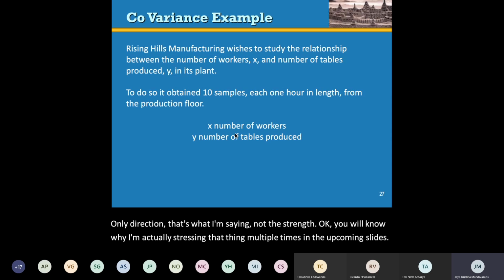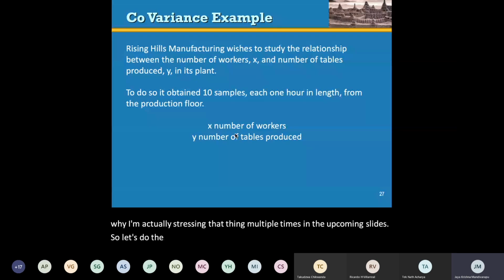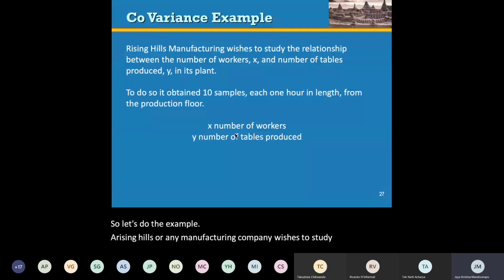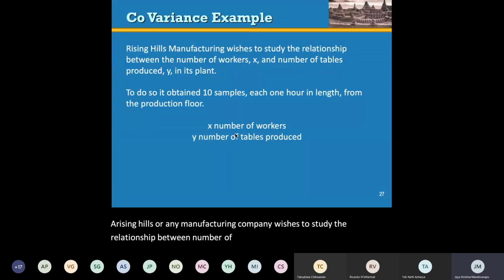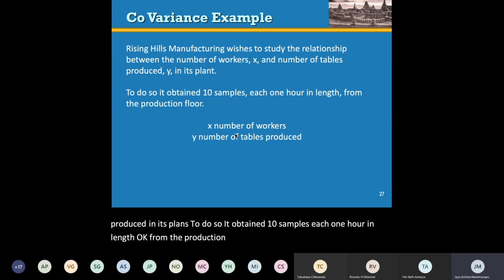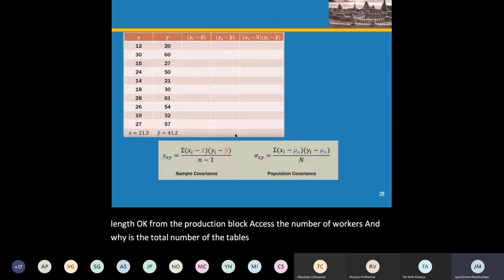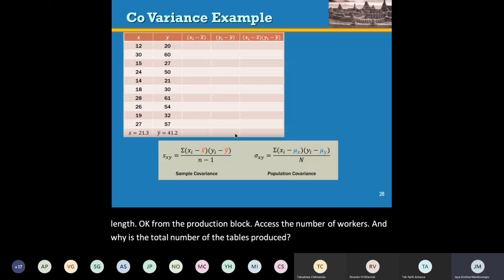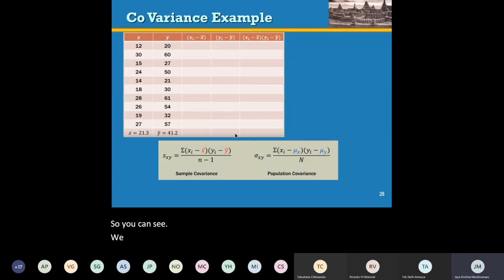So let's do an example. Rising Hills, a manufacturing company, wishes to study the relationship between the number of workers and the number of tables produced in its plants. Okay, to do so, it obtained 10 samples, each 1 hour in length, from the production floor. X is the number of workers and Y is the total number of tables produced. Okay, so we know intuitively it has a linear relationship. If you have more people, you will have more tables produced.